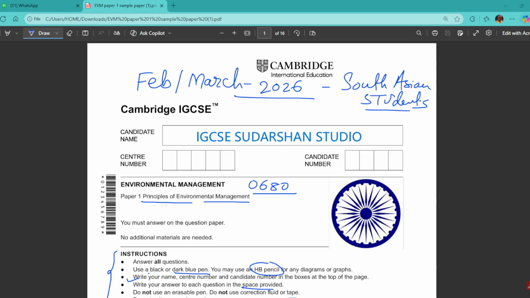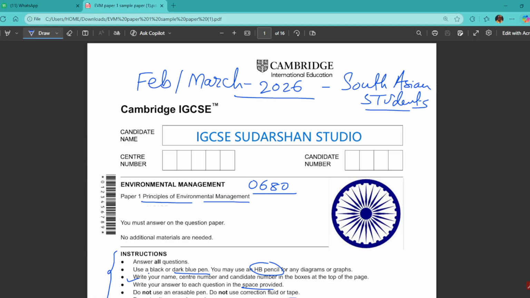As we know, in the month of Feb and March, South Asia will have its IGCSE examination, that is the summer session exam in Feb and March 2026. This is a specimen paper, IGCSE 2026. Okay, and welcome to the Sudarshan Studio here.